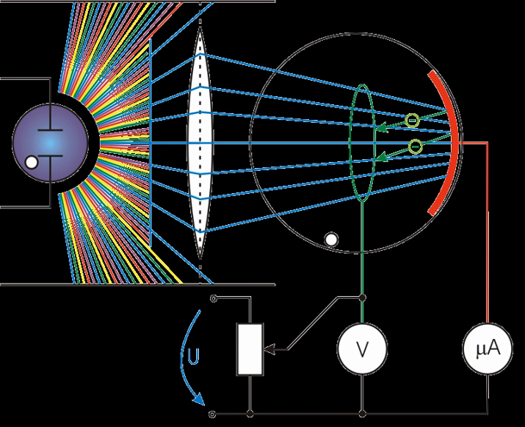Recalling K_max equals h(f minus f_0), we see that the stopping voltage varies linearly with frequency of light, but depends on the type of material. For any particular material, there is a threshold frequency that must be exceeded, independent of light intensity, to observe any electron emission.